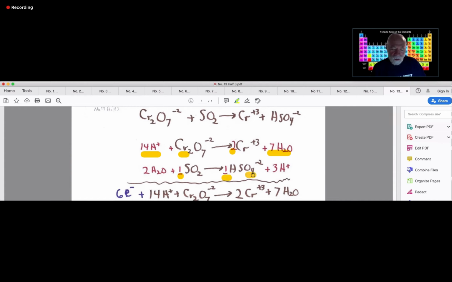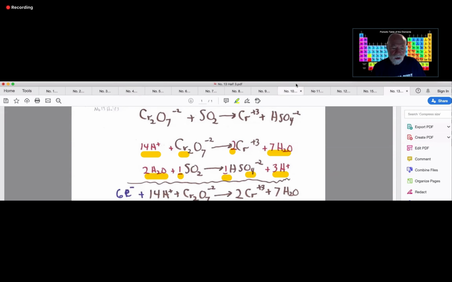4 oxygens on the right. So we got 2 here, so we need 2 waters to make the oxygen balance. How about the hydrogen balance? We have 2 times 2, 4 on the left. We have 1 here, so we need 3 more hydrogens. That's a job for hydrogen ions. So take a good look at those. See if you agree they're both balanced by mass at this point.